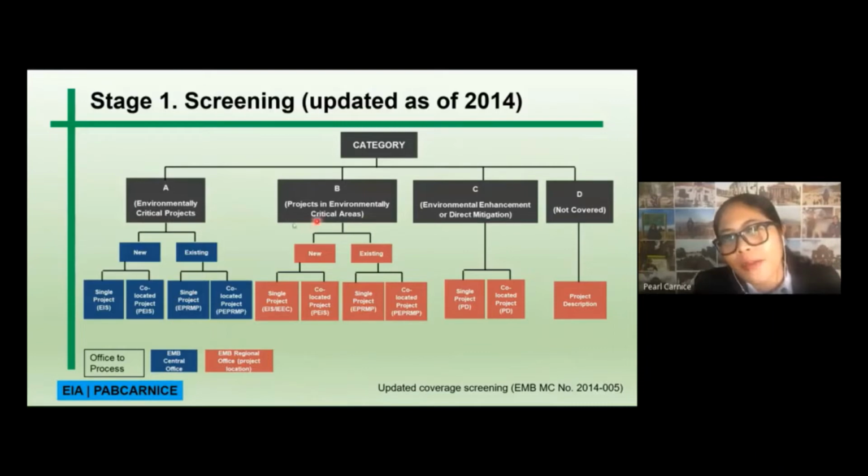For category A, of course, we have to screen if it's new or existing. If it's new and a single project, then you have to prepare an EIS. If it's a co-located project, then you have to prepare a PEIS. If it's existing, you have to prepare an EPRMP for a single project.